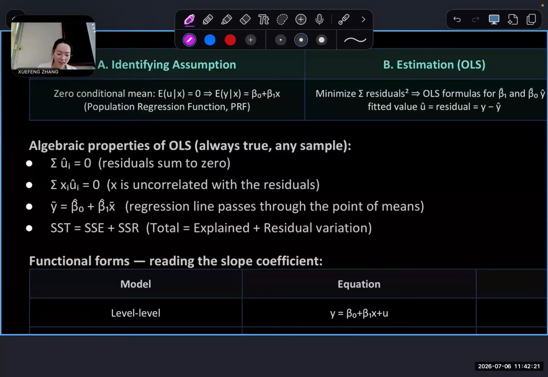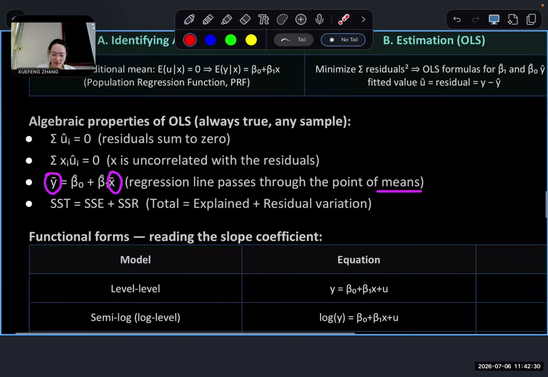And then the regression line passes through the point of the means, okay? Y bar, X bar, those are the means, the average. And then the total variation equals the explained part plus the unexplained part, which is the residual variation.